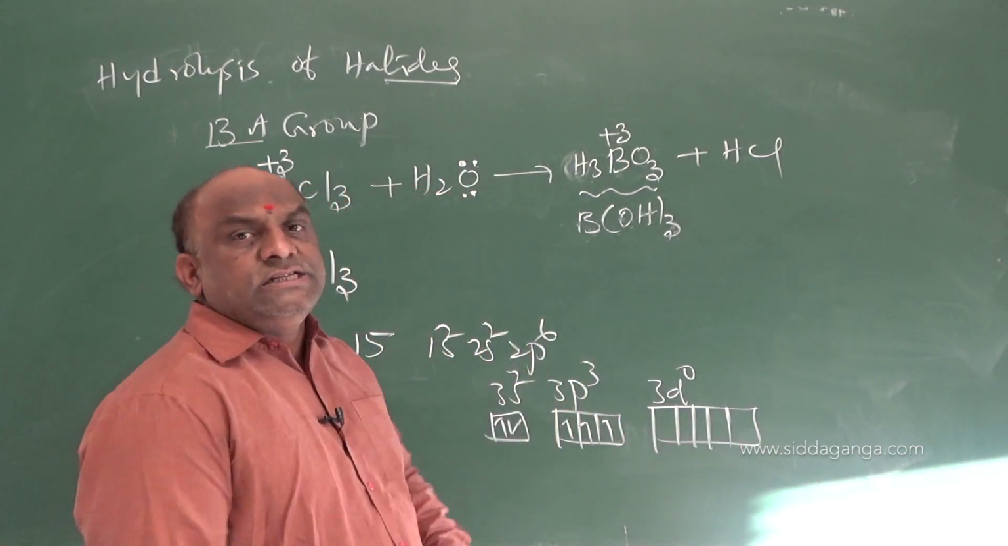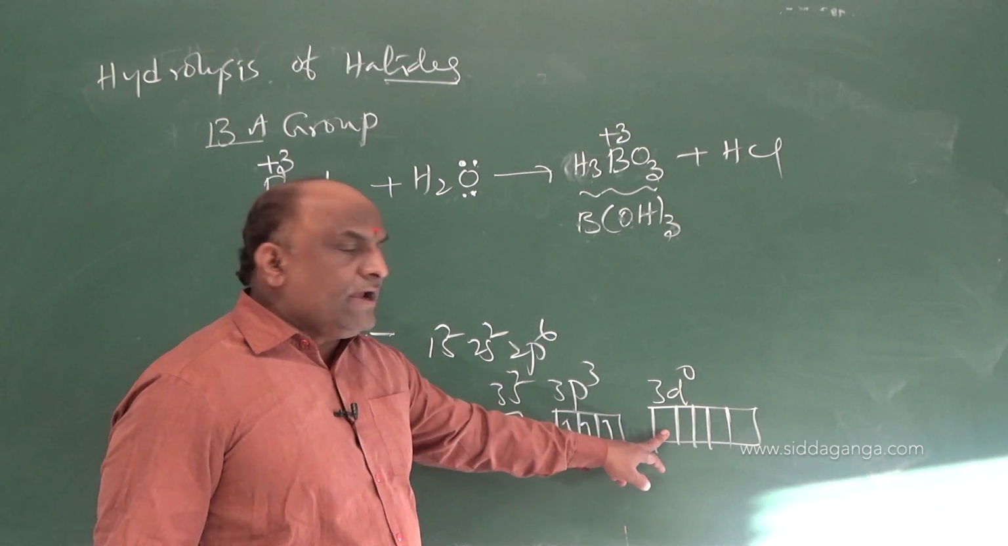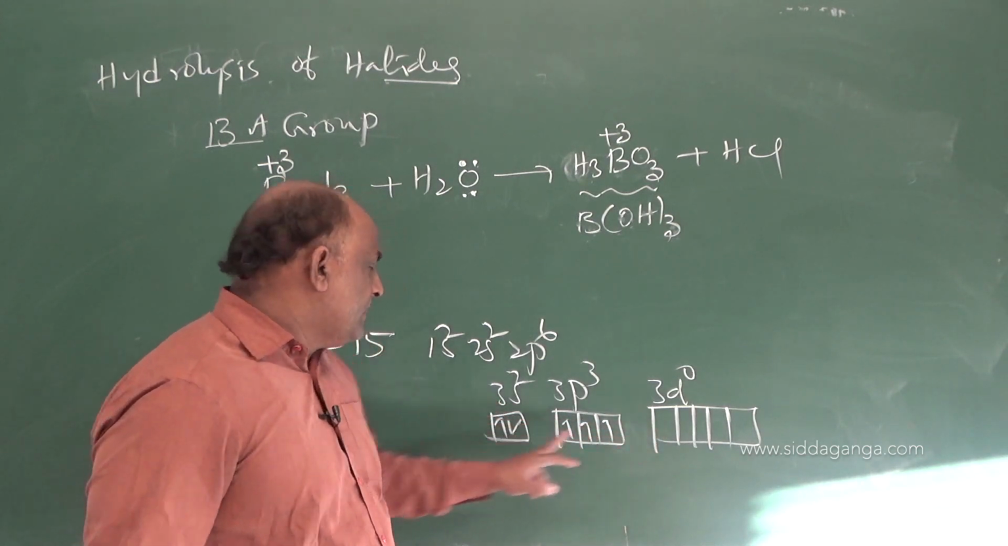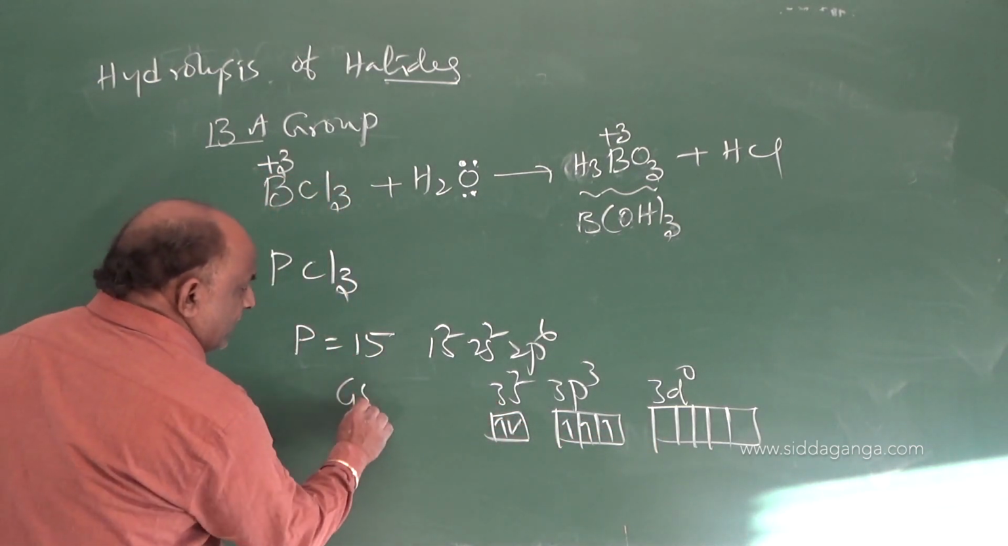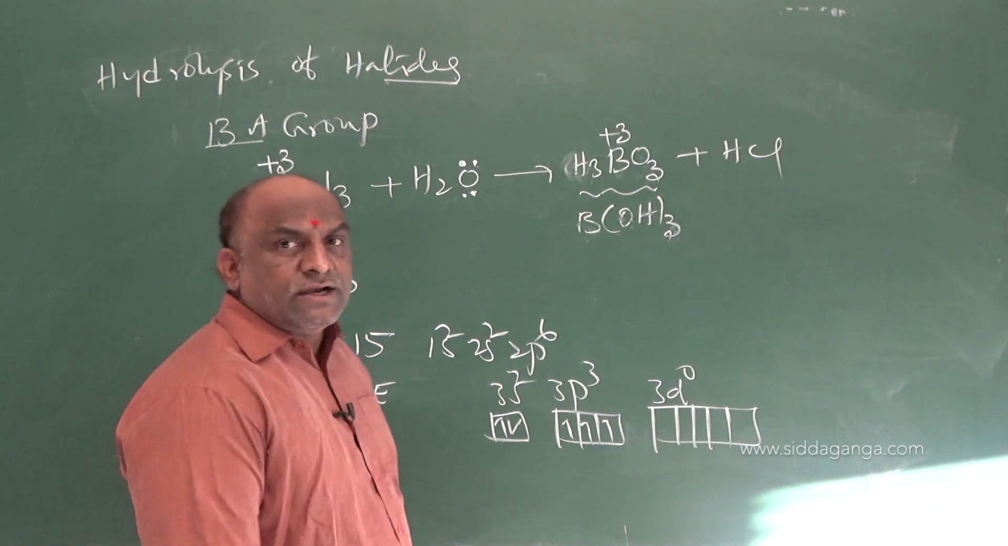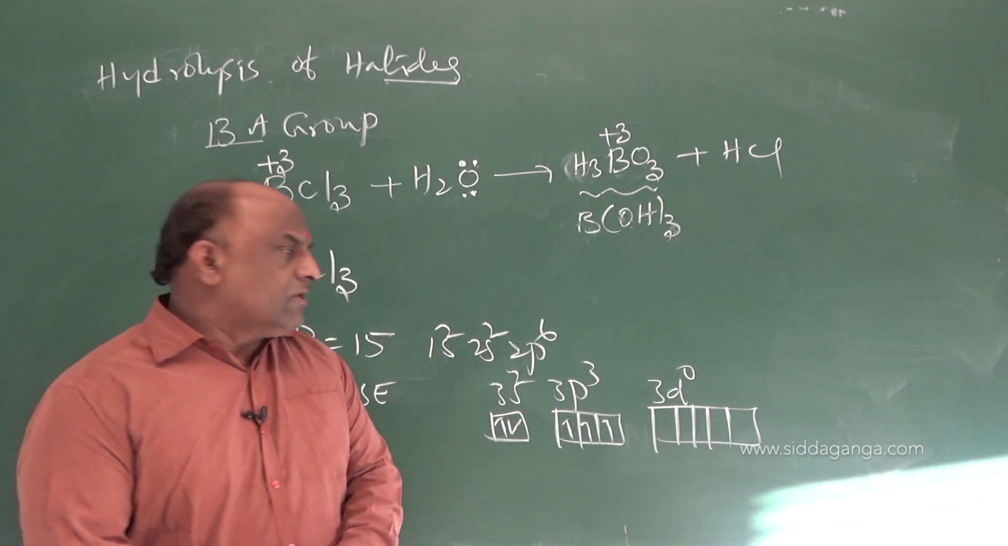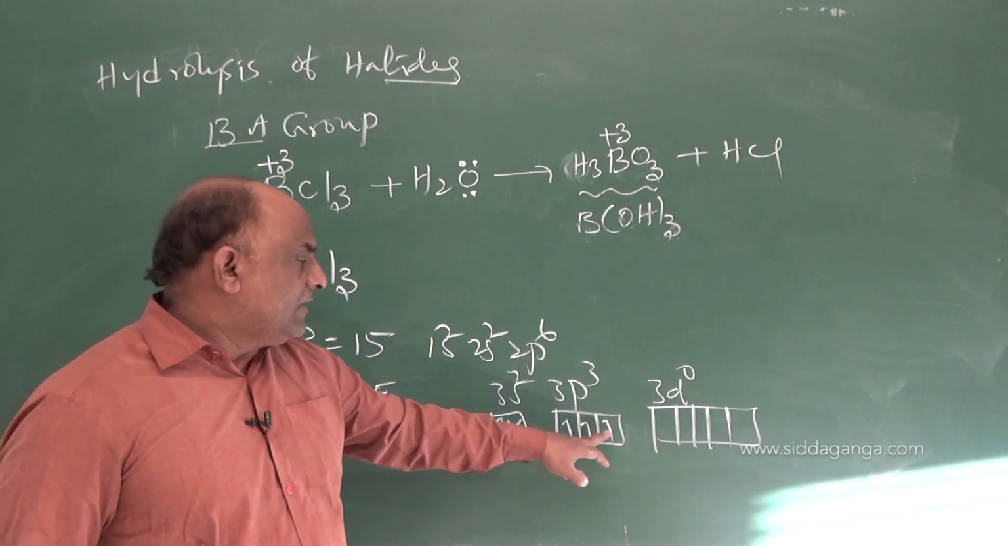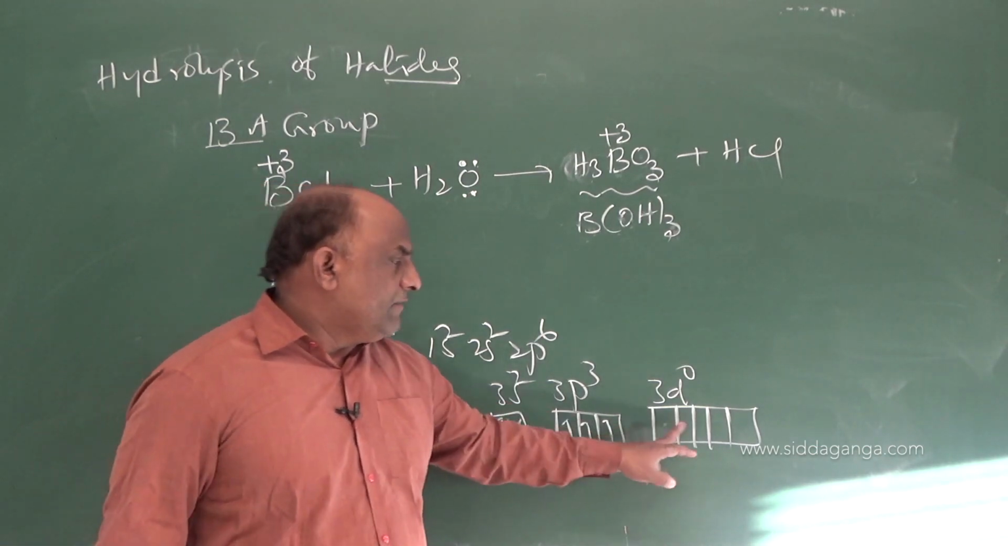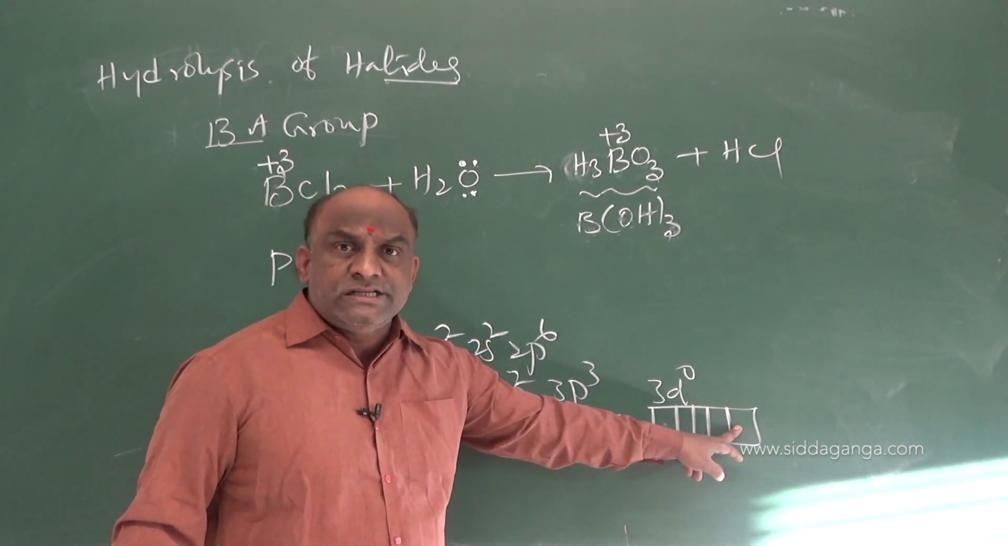Vacant d orbital is present in this example. So this electronic configuration is called the ground state electronic configuration, and in this ground state electronic configuration 3 unpaired electrons are present. Already we know that here d orbitals take place.